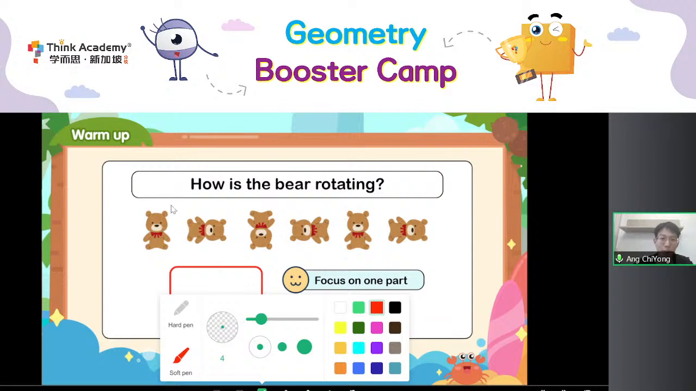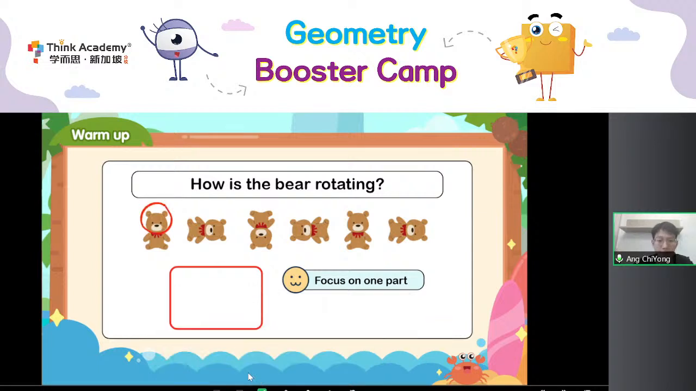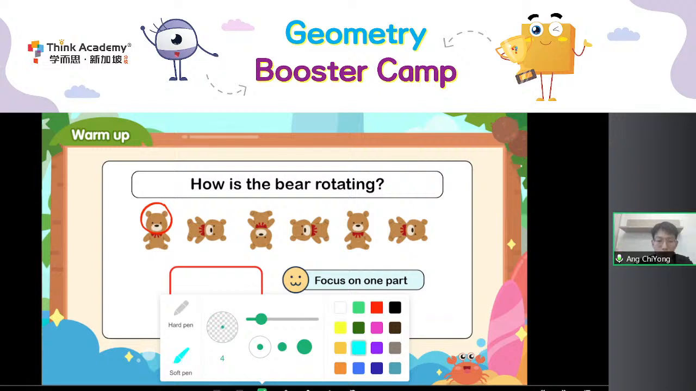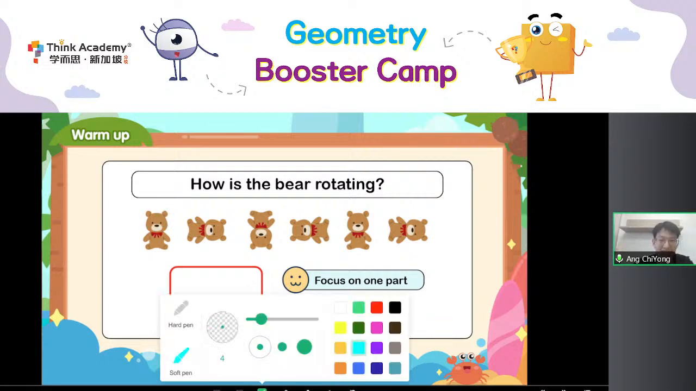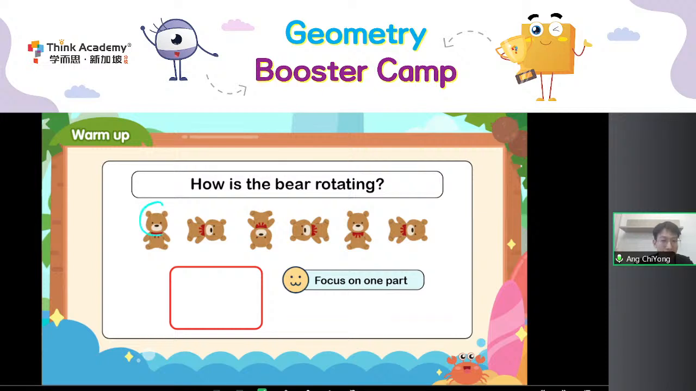Right, let's take a look at this one. The head. The head was on top over here. Okay, very good. Someone already said clockwise. Very good job. Now, let me see. Yeah, it's at the top. Now, where does it go? It goes to the right.